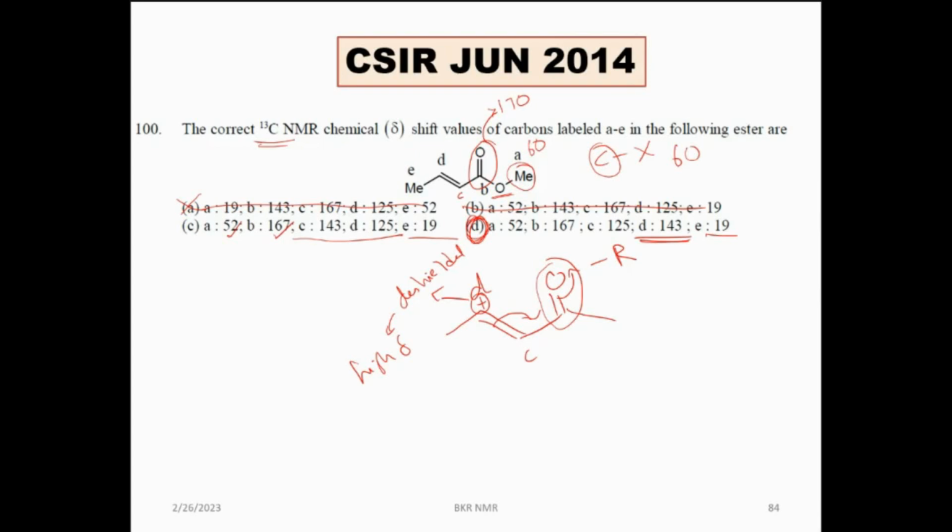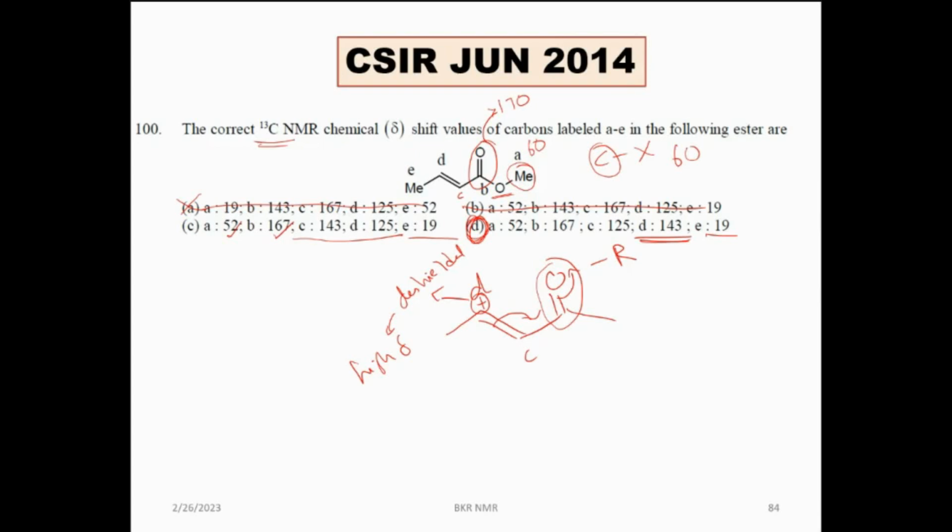Where do alkene hydrogens come? 4 to 6. Very good. Where do benzene hydrogens come? 6 to 8. Very good. Where do aldehyde hydrogens come? 9 to 10. Very good. Where do acid hydrogens come? 10 to 12. That's all. You have got the NMR values.